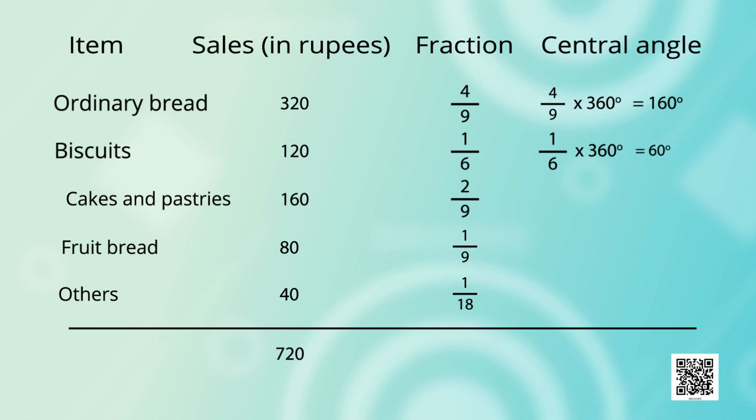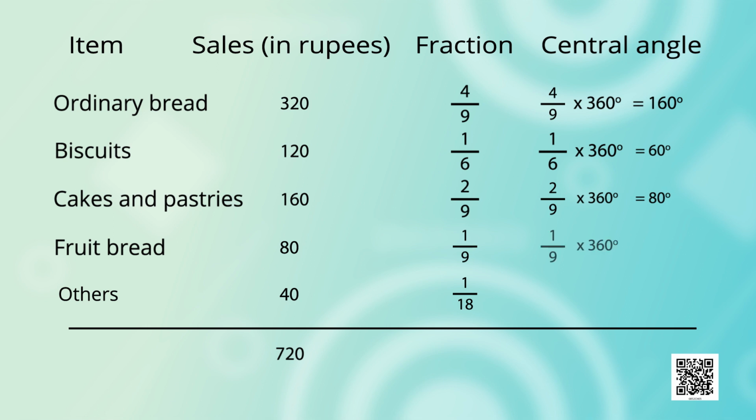60 degree. Now for cakes and pastries, fraction is 2 upon 9. Multiplied by 360 degree, we will get 80 degree. And what about fruit bread? Try to find it. You will get 40 degree. And for others, it is 20 degree.